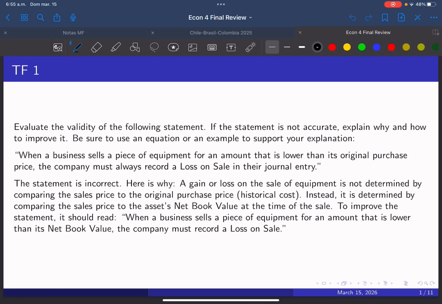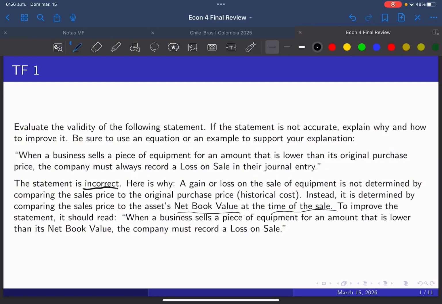So this statement is incorrect, and then here's the explanation I gave for this. Whether or not you have a gain or a loss on the sale of equipment is not determined by comparing the sales price to the original purchase price, like whatever you paid for it originally. Instead, you should compare the sales price to the asset's net book value at the time of the sale. And so in order to improve this statement, you would say when a business sells a piece of equipment for an amount that is lower than its net book value, the company must record a loss on sale. And that would be accurate.